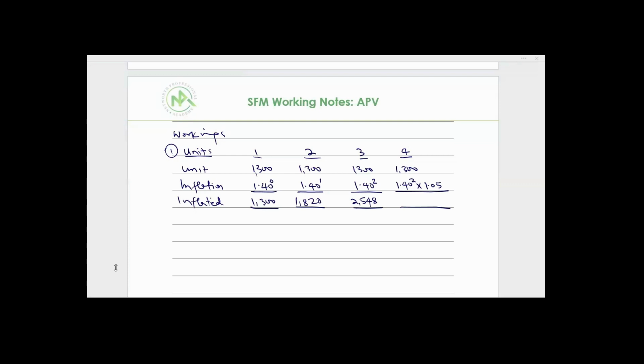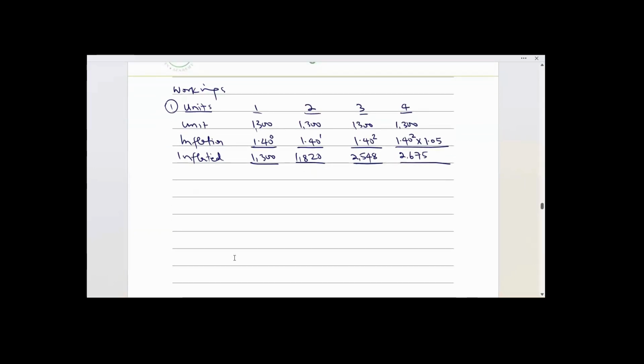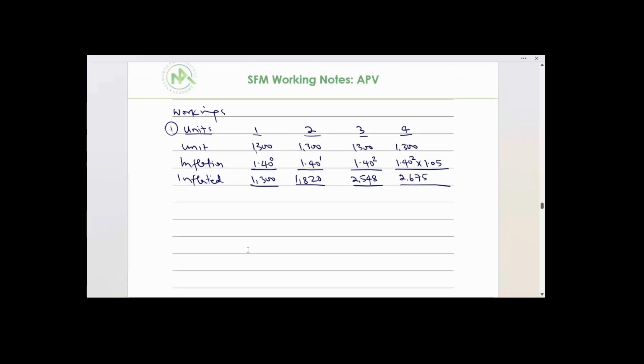1.40 raised to power 2 multiplied by 1.05 multiplied by 1,300 equals 2,675. 2,675. I'm done with that. Since the rest of you are not ready to provide numbers, I'll be doing it myself.